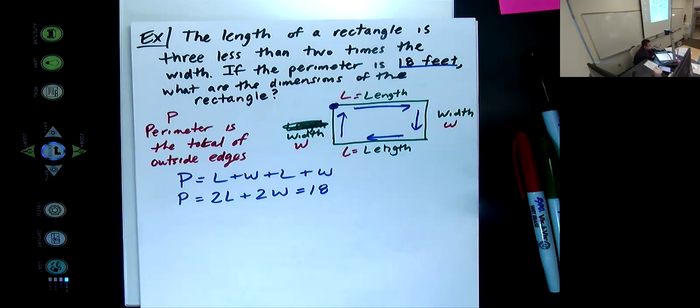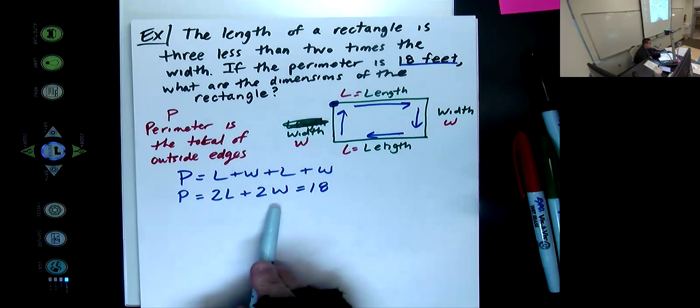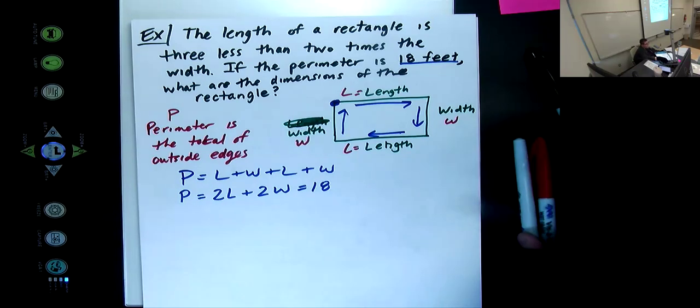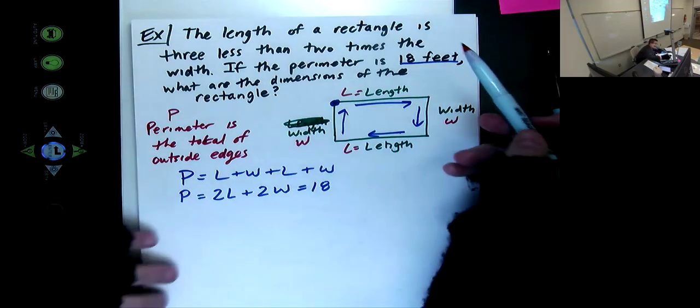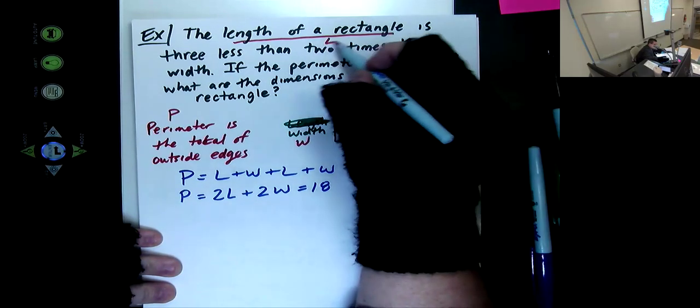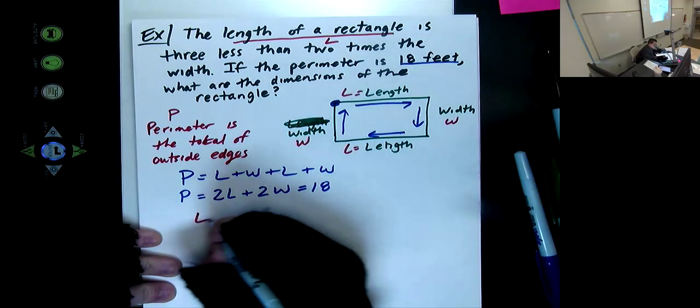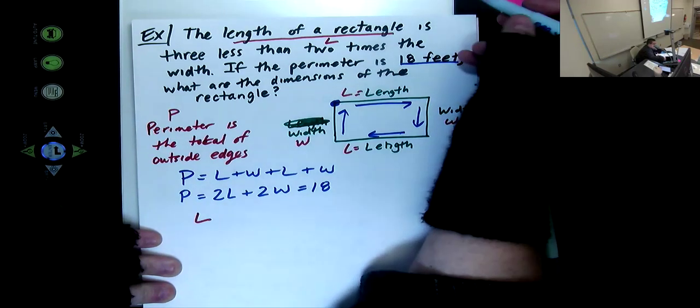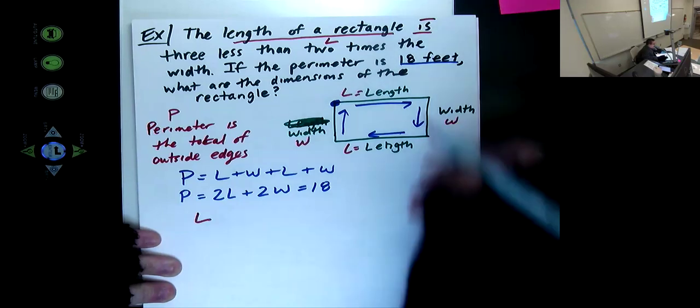Now, to solve an equation, you can't have more variables than you have equations. Right now we have two variables, L and W. We don't know what either of them are. And we only have one equation, the 2L plus 2W equals 18. But we do have a relationship between length and width. The relationship is given up here. It says the length of the rectangle, L, is, in word problems related to math, is almost always an equal sign.